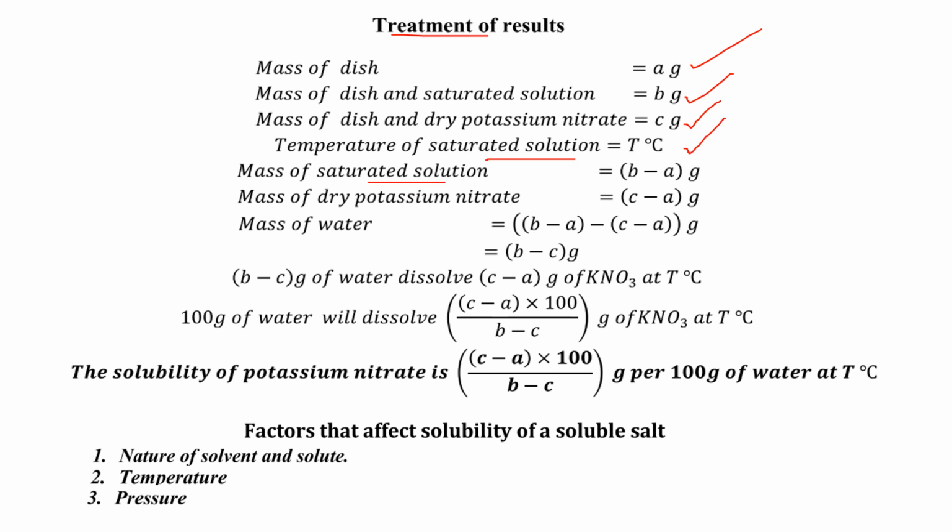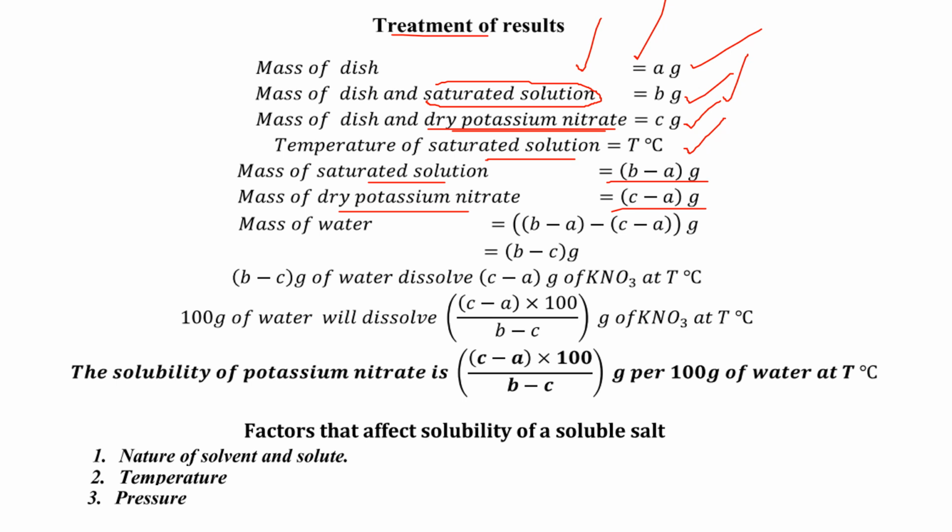And then the mass of the saturated solution. To get the mass of the saturated solution, we get the mass of the dish and the saturated solution together, and then we less the mass of the dish, so that we can remain with the mass of the saturated solution, which we want. So the mass of the saturated solution is going to be got by B less A, in terms of grams. And then the mass of dry potassium nitrate is going to be got by getting the mass of the dish together with dry potassium nitrate, we less the mass of the dish, so that you can only remain with the mass of dry potassium nitrate. So it's going to be C minus A.